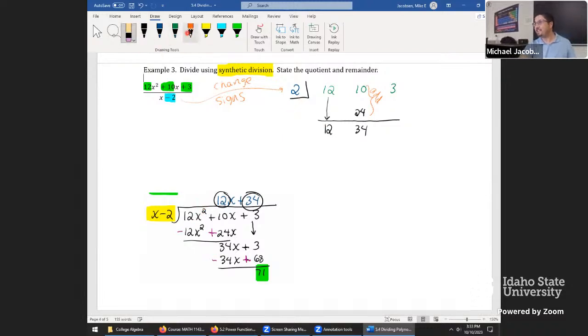So now what happens next? Not that. Let me try again. The 2 goes over here. It still is multiplying. So 2 times 34 is going to give us 68. I got it this time. So a value of 68 goes here.